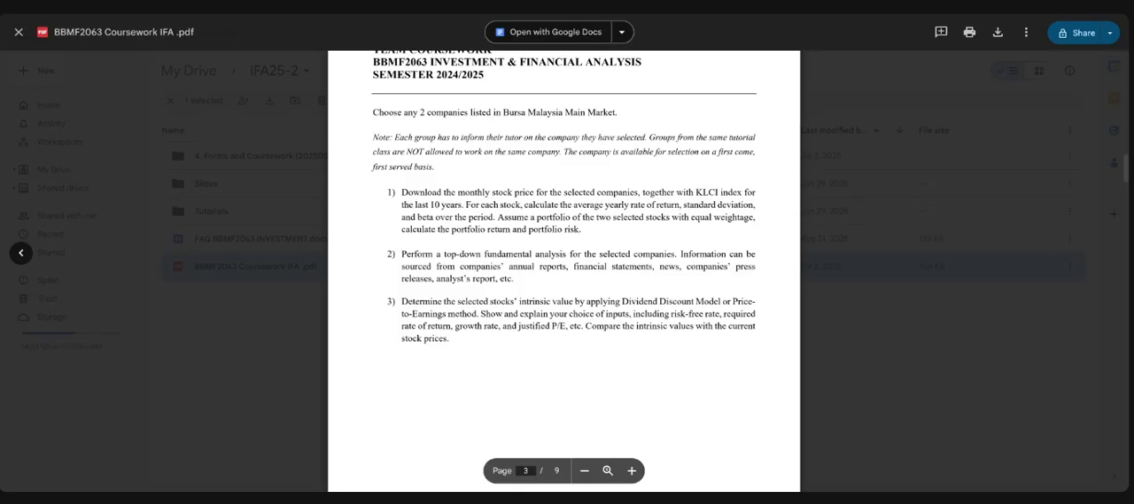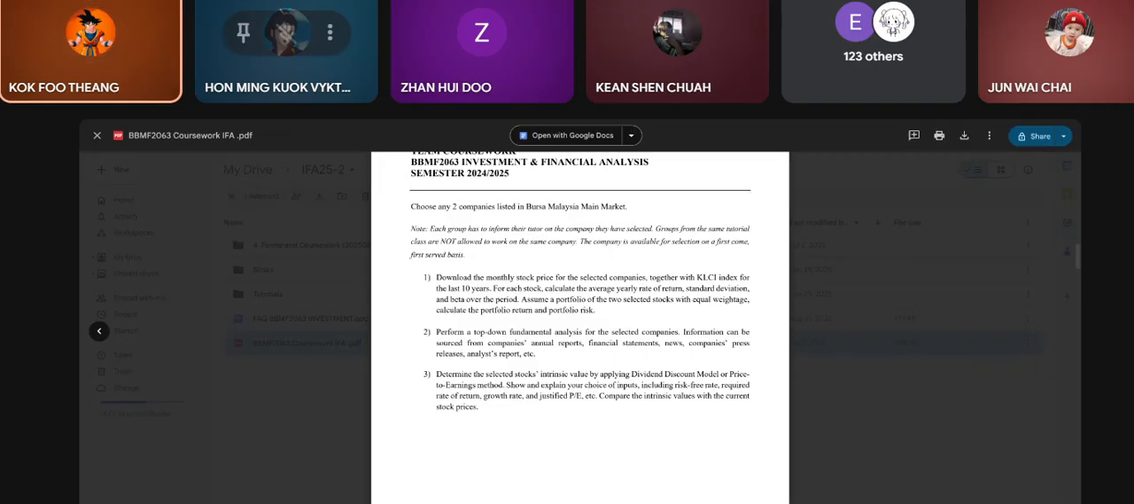Next question. For part 3 of the assignment, calculating intrinsic value, should we value 2 stocks or just 1? 2 stocks, because you're supposed to do 2 stocks. Okay, Gan Yi Hang, got it? So two stocks.